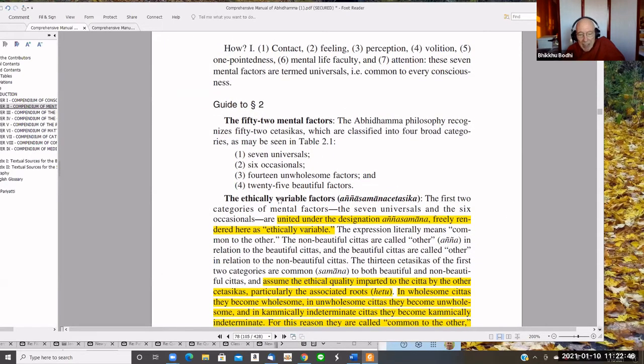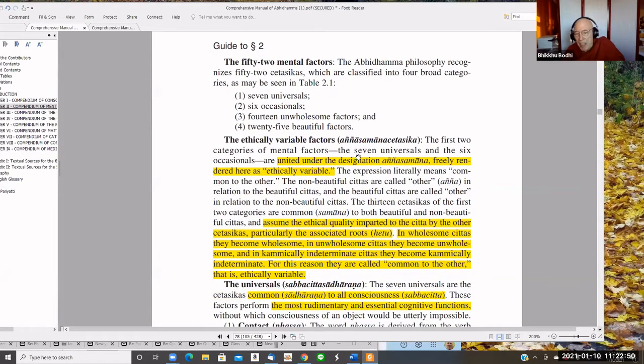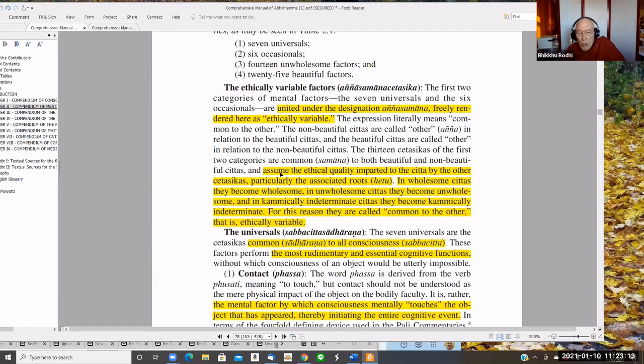Okay, so we have the 52 mental factors, the ethically variable factors, in which there are 7 universals and 6 occasionals. These are united under the designation Anyasamana, which literally means the same as the other, but freely I render it ethically variable. They are so called because they take on the ethical quality of the citta itself, and the ethical quality of the citta is determined by the roots of the citta. So in wholesome cittas, these factors become wholesome. In unwholesome cittas, they become unwholesome. In the karmically indeterminate cittas, they become indeterminate.